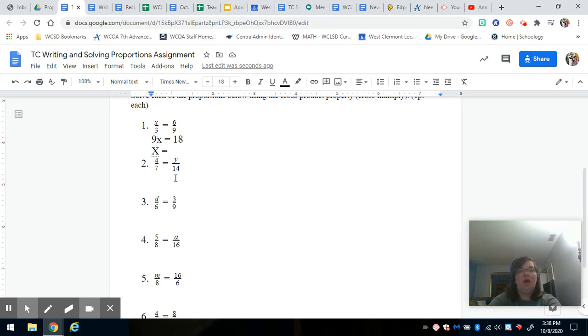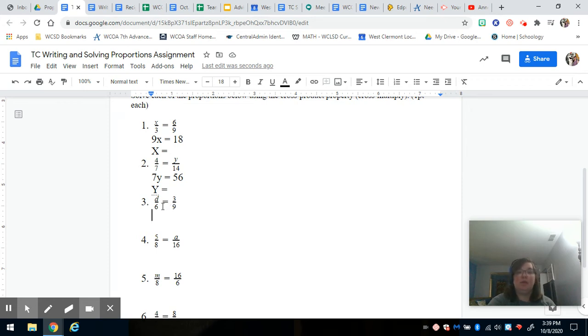For number 2, remember, we're cross multiplying. So we're going to take 7 times y, and we're going to take 4 times 14. So I'm going to do 7y equals 4 times 14, which is 56. And then down here, to find out what y is, we need to divide both sides by 7. So 7 divided by 7 is 1, so we end up with 1y. And then we'll take 56 divided by 7, and we'll get our answer.